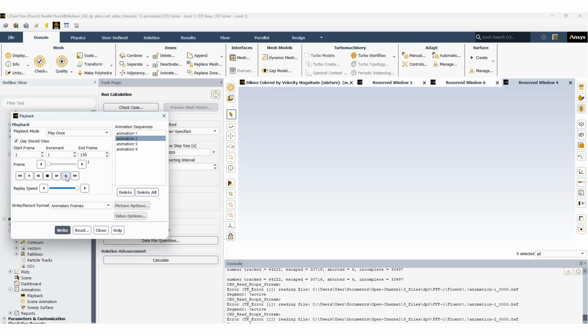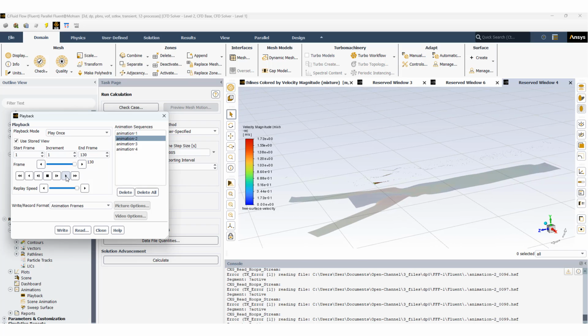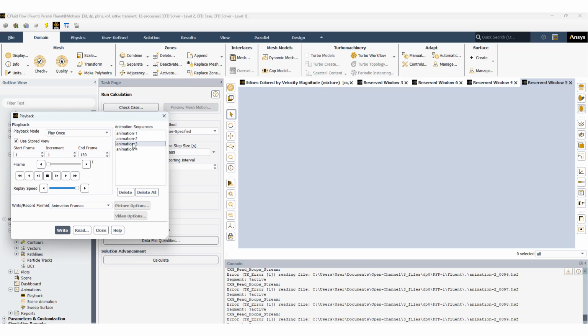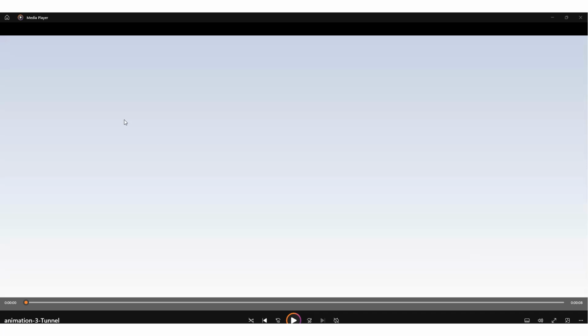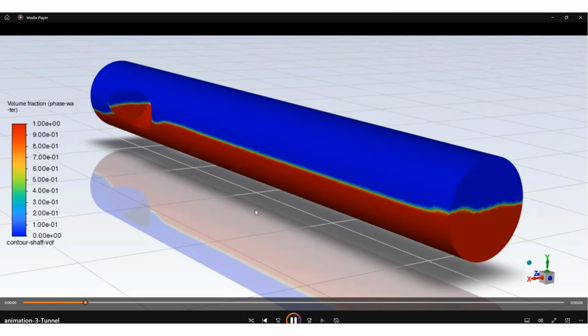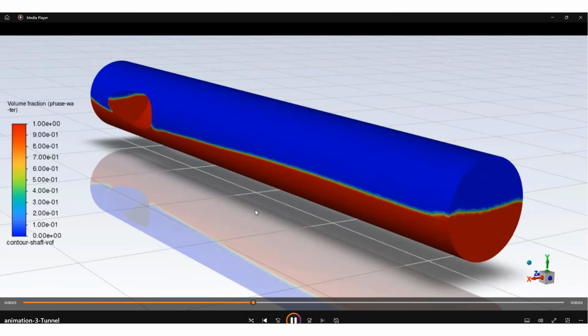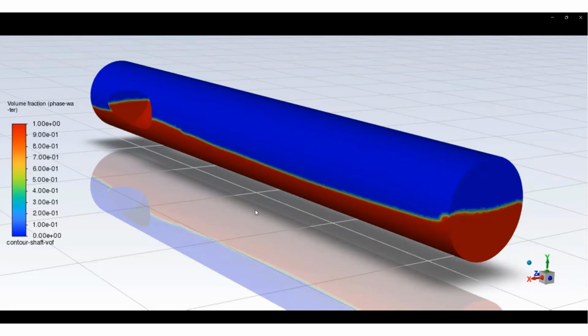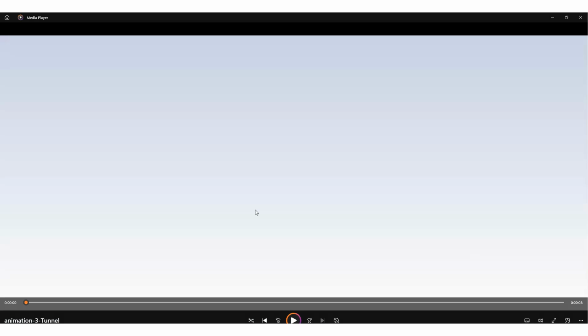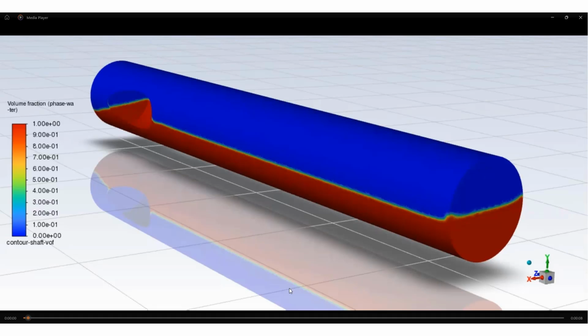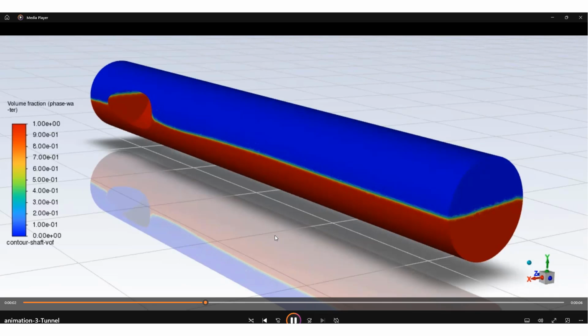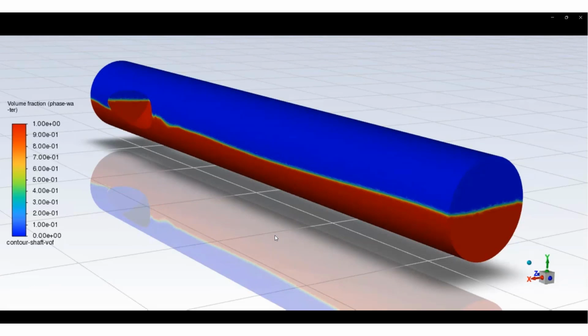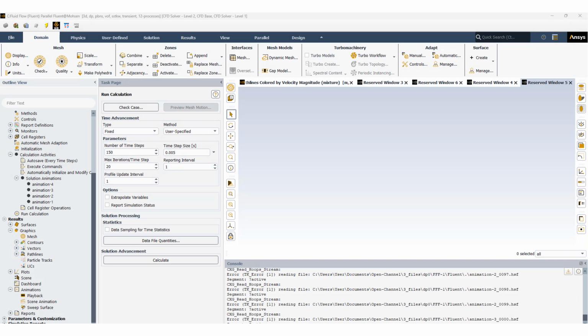It depends on what we want to see here. I already prepared some of them. Let me show you. This is one of them, where you see the flow going up and down at the free surface. You see the flow level is fluctuating inside the main tunnel after merging water from the two branches.